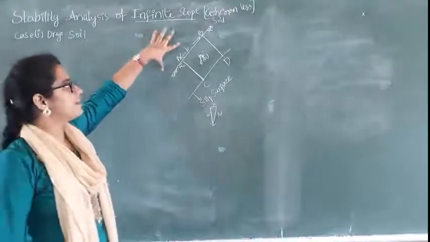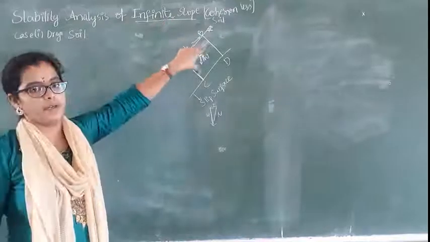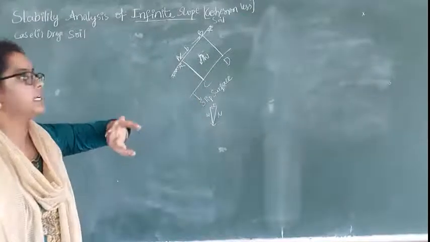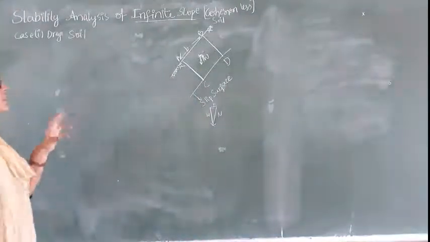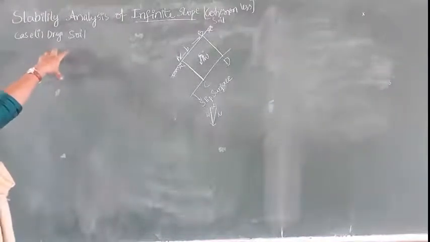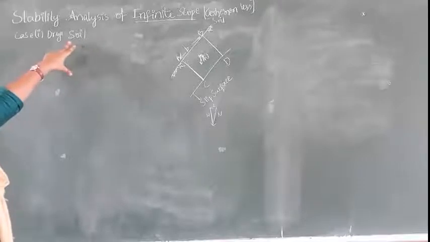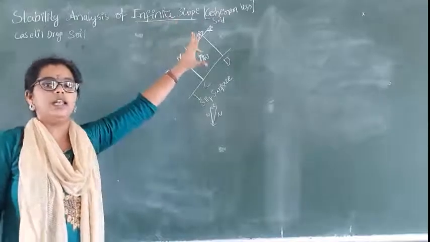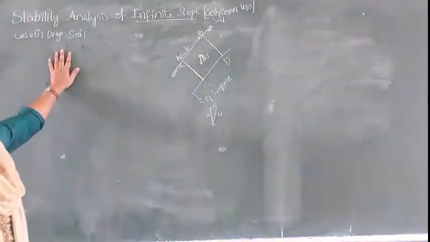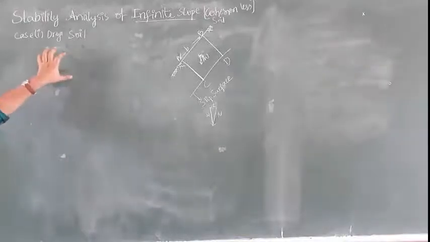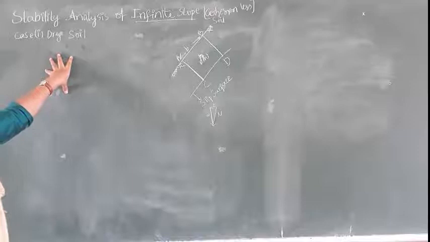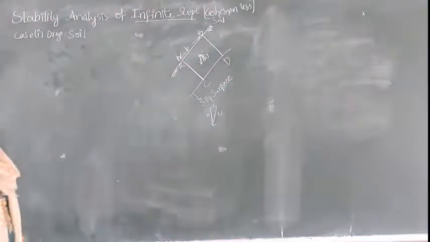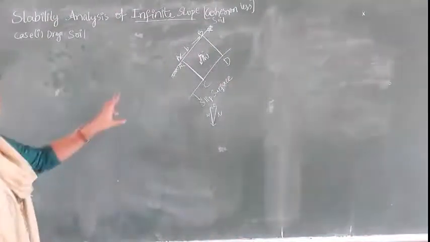Here the infinite slope is shown. This is the ground surface, and this is the slip surface. In case 1, we are analyzing dry soil: stability analysis of an infinite slope of a cohesionless soil, where the soil condition is dry. We will consider both conditions, if the soil is dry and if the soil is submerged. So we'll see that.